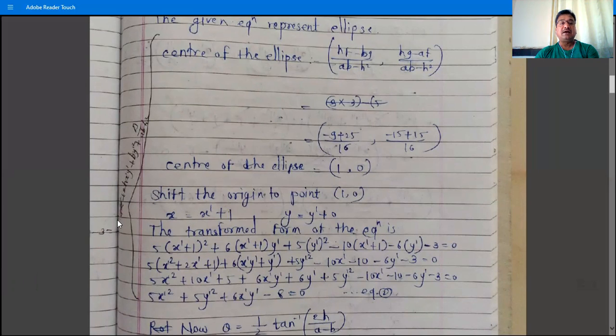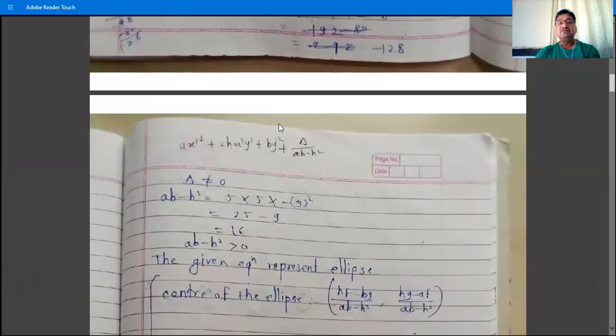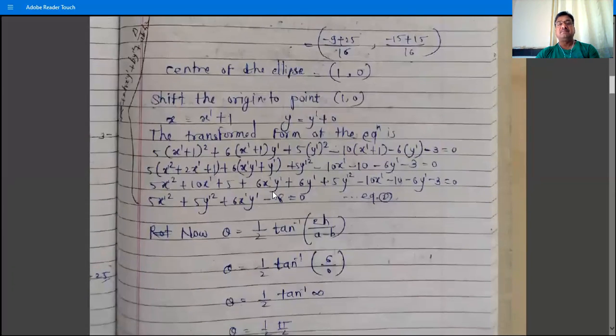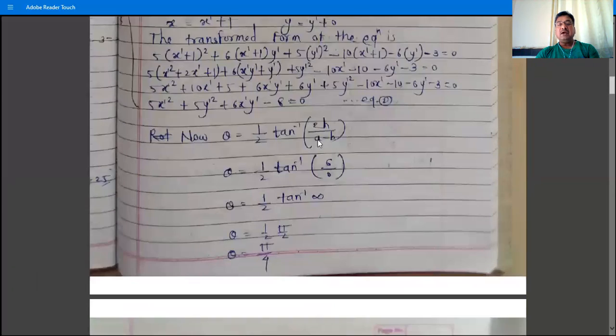by using this formula. What is this formula? a x dash square plus twice h x dash y dash plus b y dash square plus delta divided by ab minus h square is equal to 0. So here is the formula: a x dash square plus twice h x dash y dash plus b y dash square plus delta by ab minus h square is equal to 0. Instead of all this calculation, directly write this formula and substitute the values of a, h, b, delta and ab minus h square. We have this answer directly.